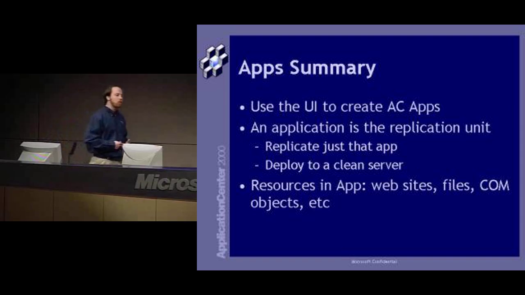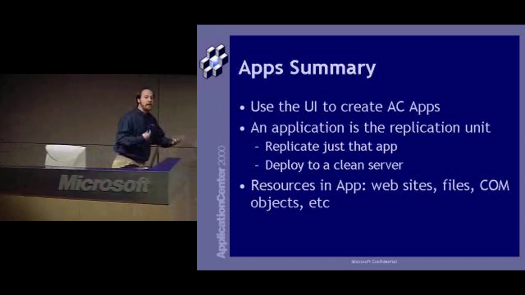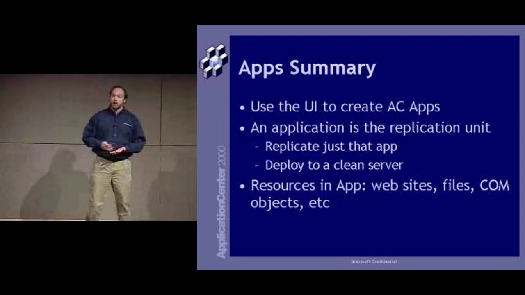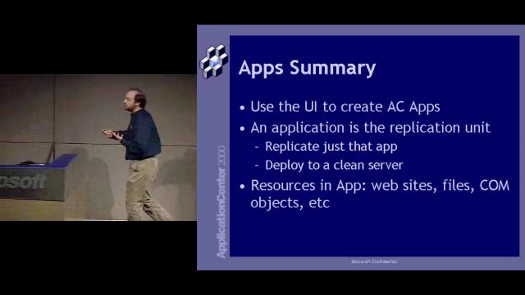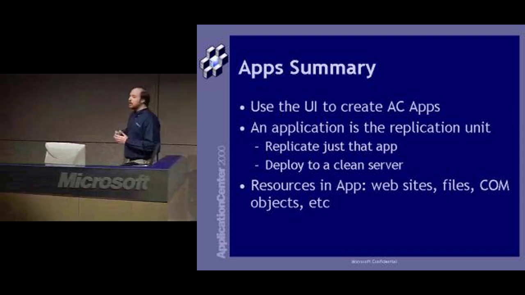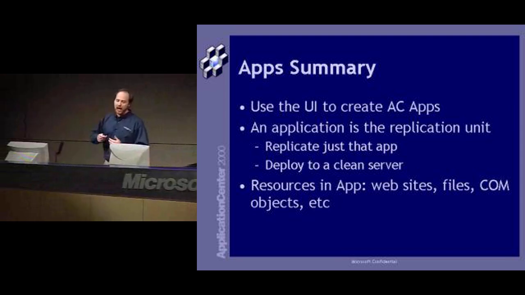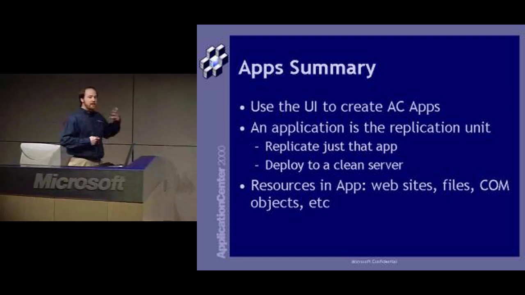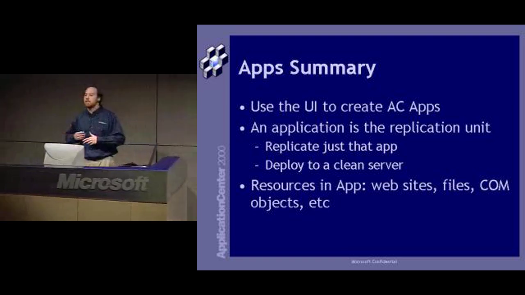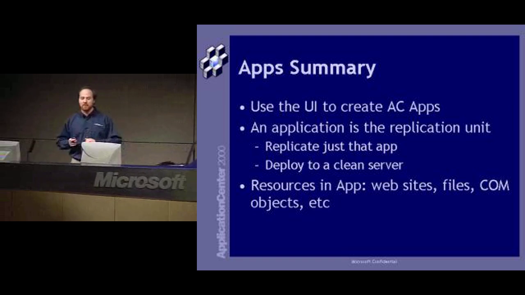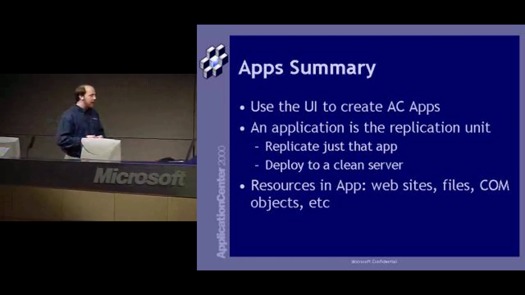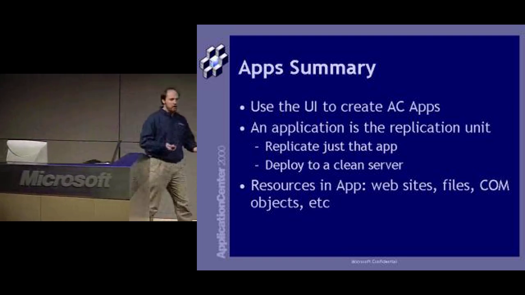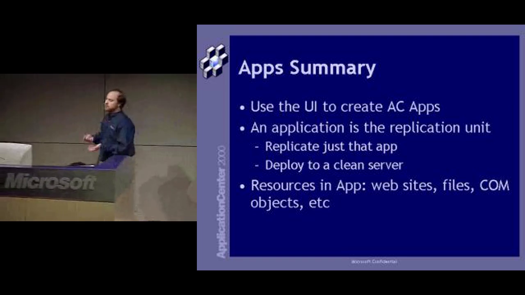Once you tell us what your solution is, what your application is, what files, what virtual sites, what DSNs, what COM+ apps it is, we can use that to actually replicate it. You can replicate just that single application, or you could deploy it to a new clean machine, right, and sort of propagate it, make a copy of it to another machine, which can be very, very handy. And of course, the things that we call resources are things like files, COM+ objects, websites, that sort of thing.